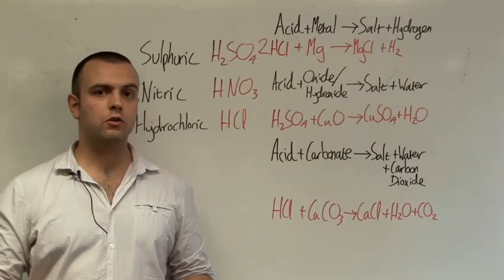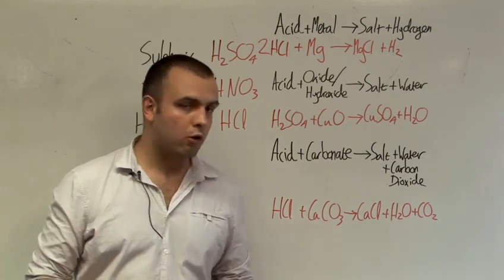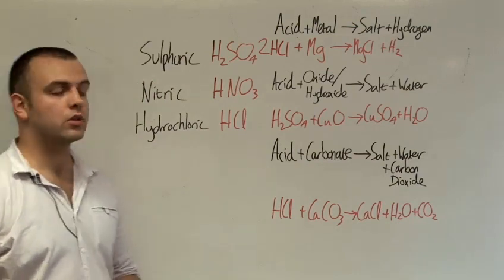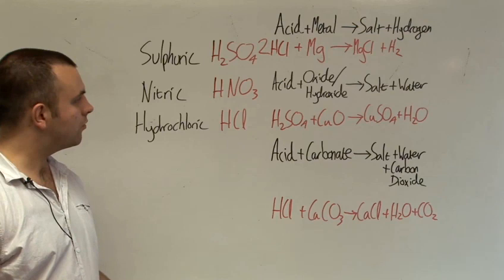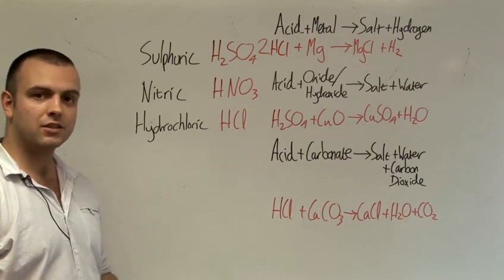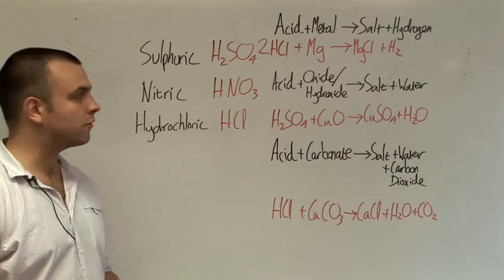This is how to identify acid reactions. It's useful to be able to identify individual acids. I've put the formulae for three of the most common ones on the board here: sulfuric, nitric and hydrochloric acid. The main thing to remember is that the chemical formula for an acid will always contain hydrogen or multiple units of hydrogen somewhere in the formula.